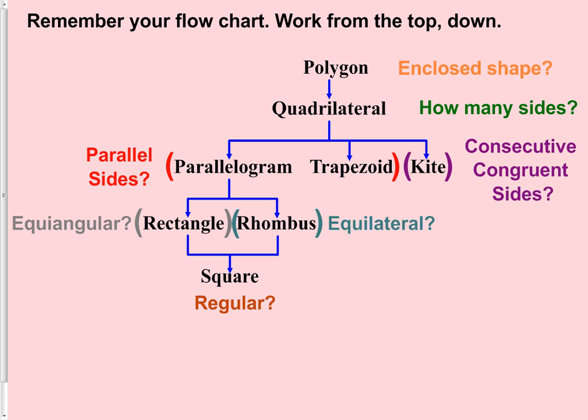Okay, so you need to continue through this flow chart until basically you run out of properties, till you can go no further, or you run into a shape that refuses to have the properties that you need it to have. And that's how we identify our different quadrilaterals in the Cartesian coordinate plane.